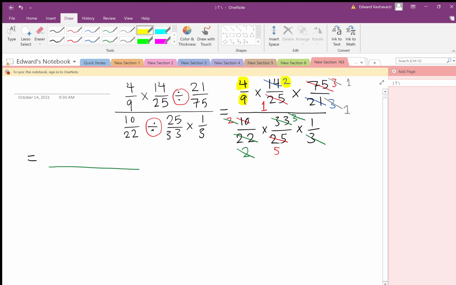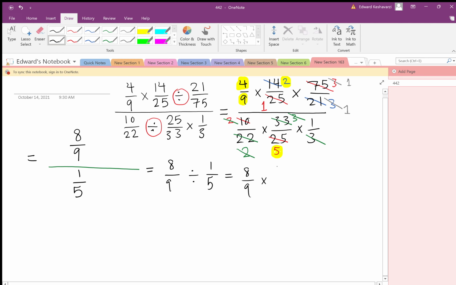So it means we will have 8 over 9 on top. At the bottom, what I see is just this 5 here. Therefore, we will have 1 over 5. Also, we know that a fraction can be written as division. So we write 8 over 9 over 1/5. Or 8 over 9 times 5 over 1.